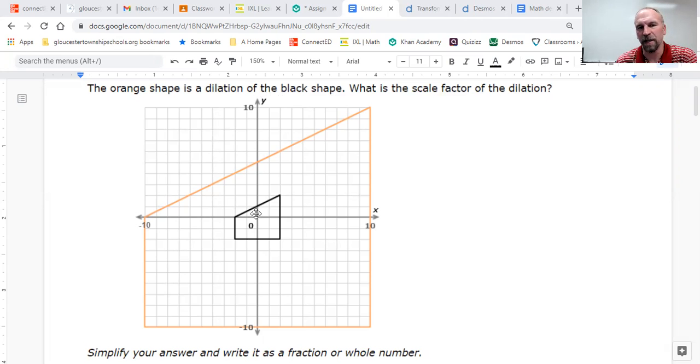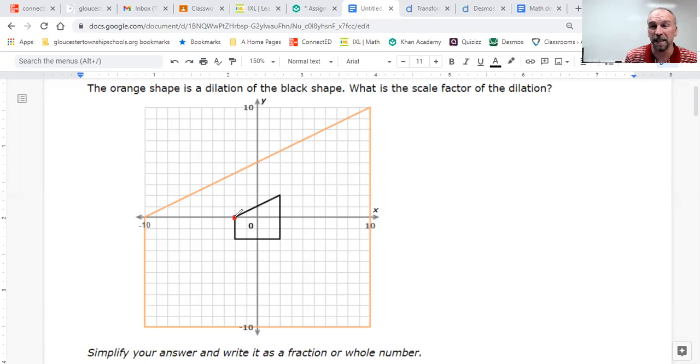So as you can see, the black shape is smaller, the pre-image, and the image is larger. So this was obviously an enlargement, which means that my scale factor should be something greater than 1. How do I find that? Well, I can pick any point I want on the pre-image, and then the corresponding point, the matching point on the image. So I'm just going to pick this point right here on the pre-image.